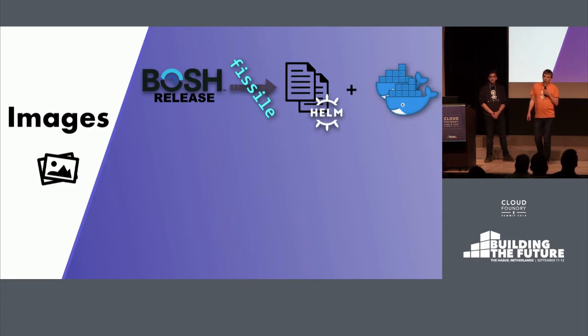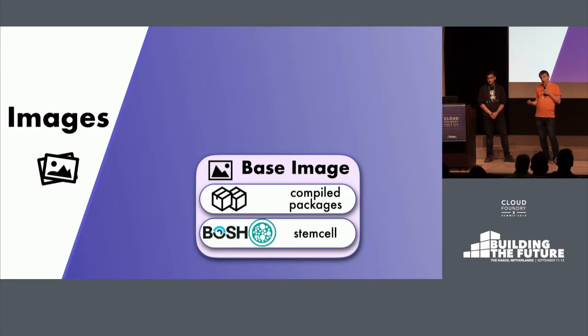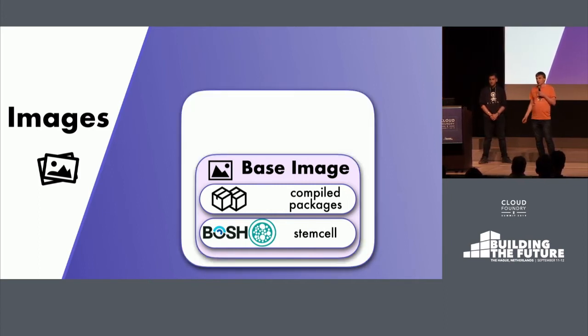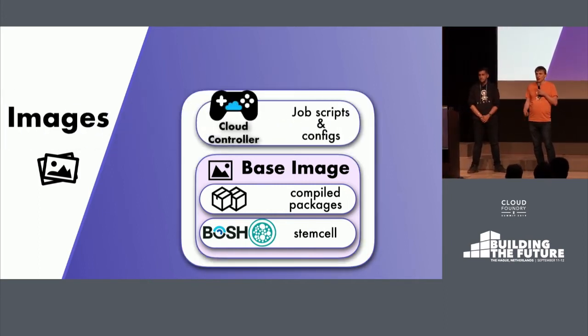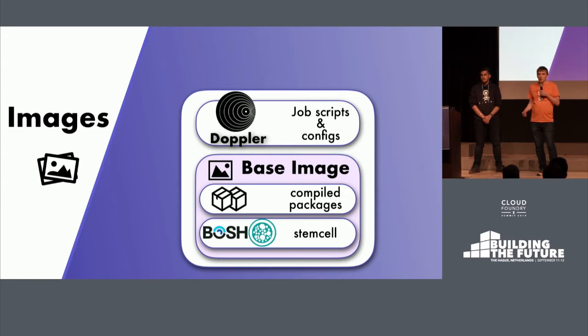They are generated by a tool called Fissile. It gets a Bosh release and generates Docker images and a Helm manifest. And how it's done, it takes the base image stemcell, puts compiled packages, and puts on top of it all the config, job scripts and script configs, and as a result, each image is ready to start. It just needs some environment variables to finish the templating. And we'll come to environment variables later.